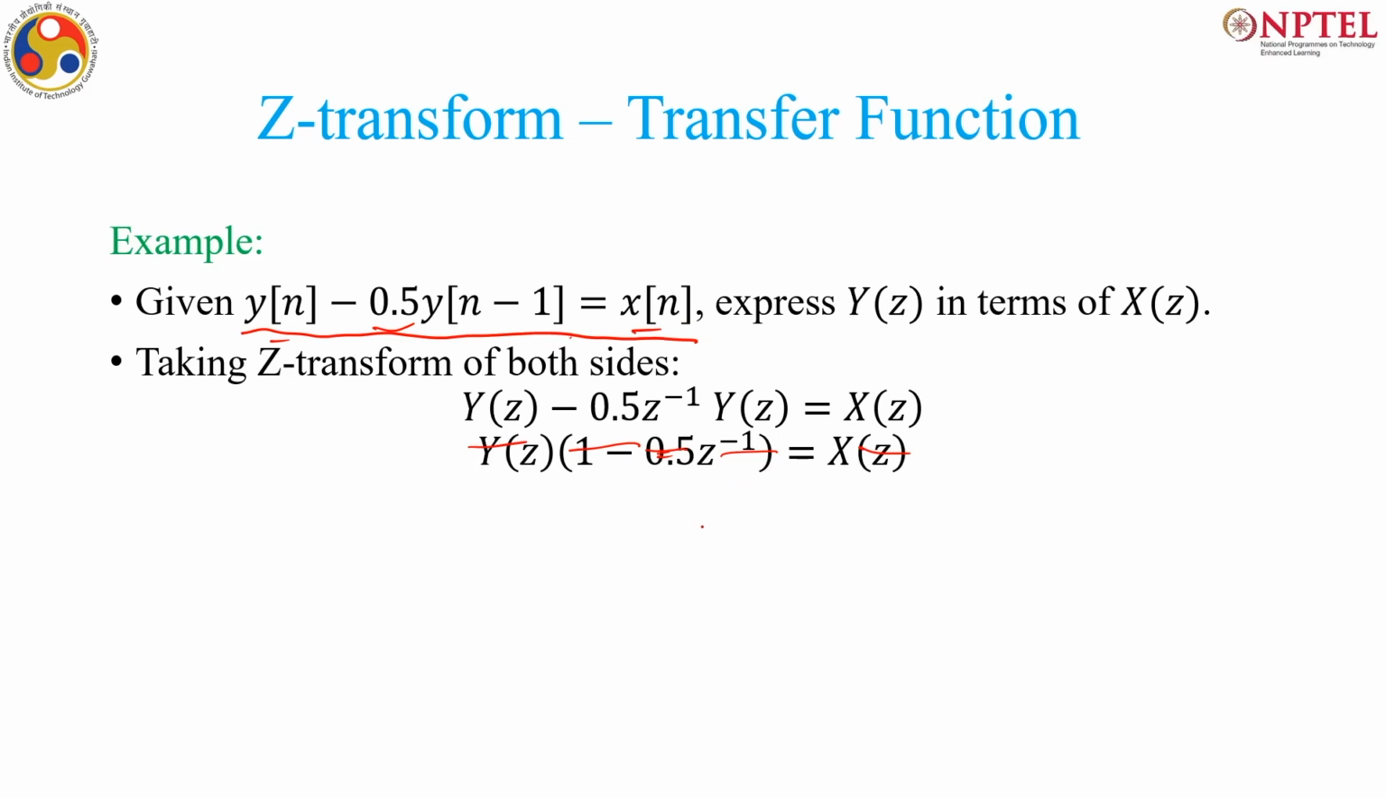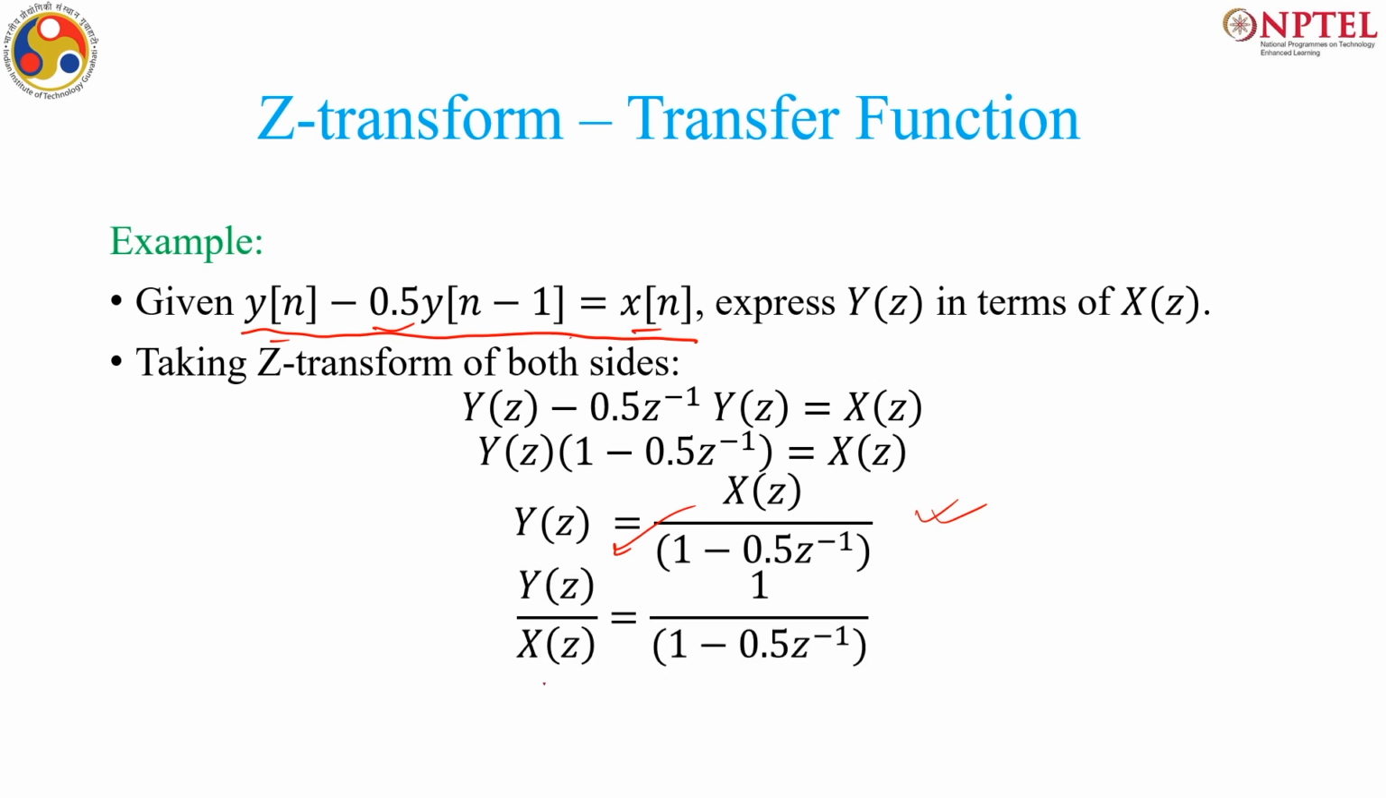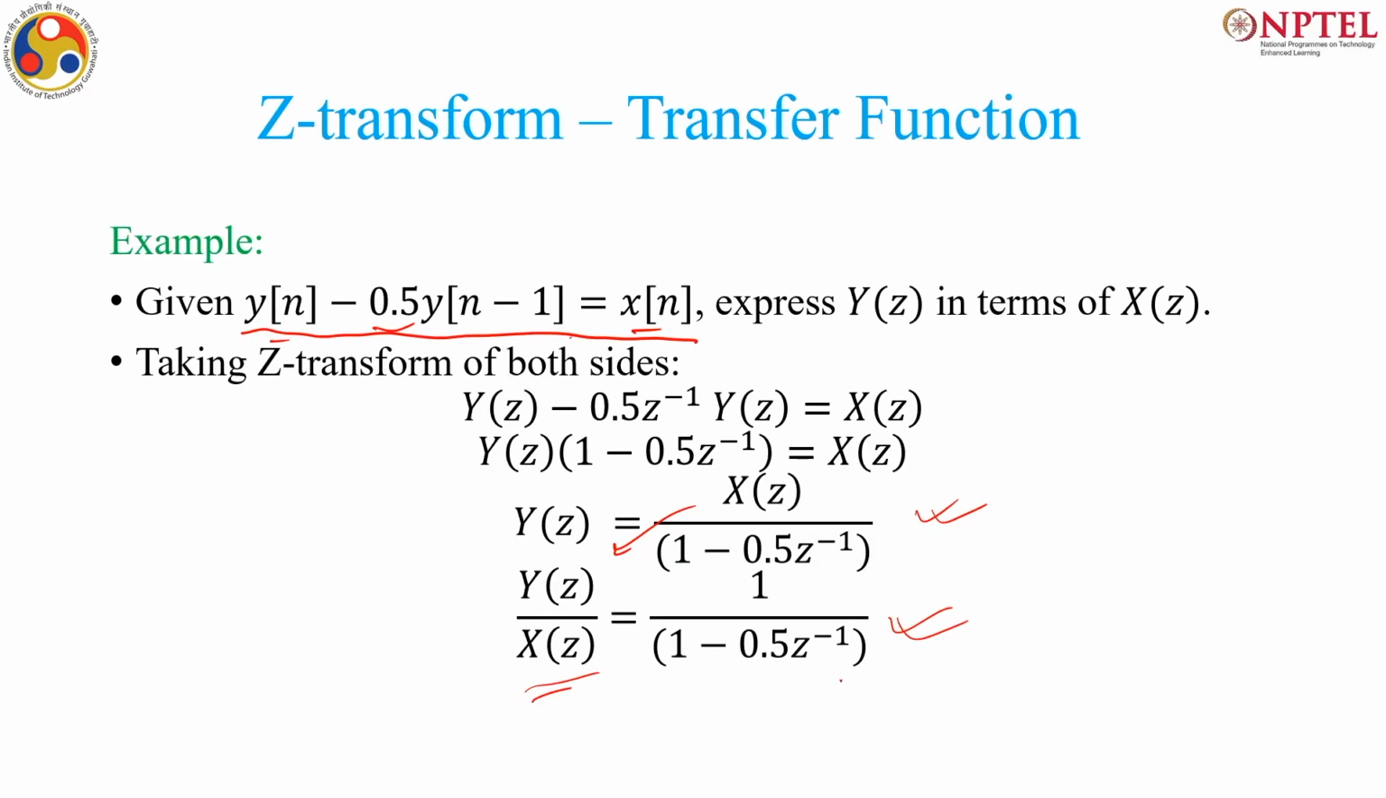And if I arrange them, what do I get? I get this expression. So, y z in terms of x z is this, and if I bring x z down to the left side denominator, I get y z by x z, which is my transfer function, to be this. So, if a system is defined in the time domain by this difference equation, in the z domain the transfer function can be described by this.